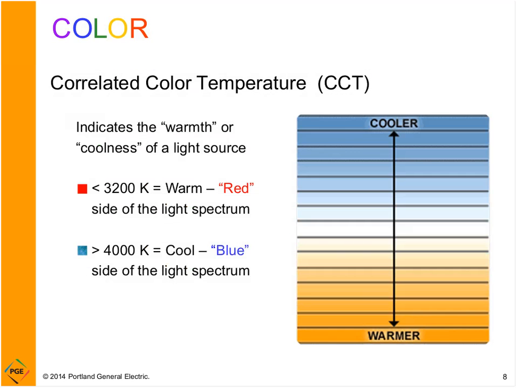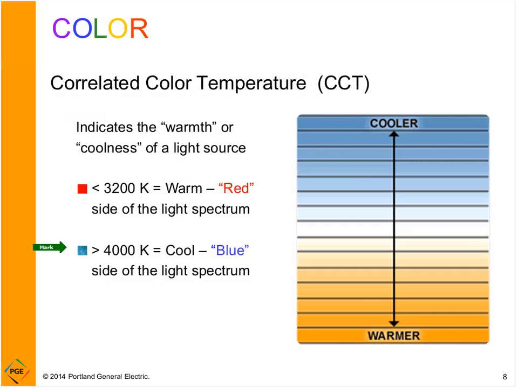The other significant color metric is correlated color temperature, represented by the letters CCT. And this is measured on a scale called Kelvin, which is represented by the letter K. And this indicates the relative warmth or coolness of a light source. From around 3200 and below, it's considered to be warm. That's on the red side of the spectrum, and once you get over around 4000 K, it's considered to be a cool light source because there's more blue on that side of the light spectrum.